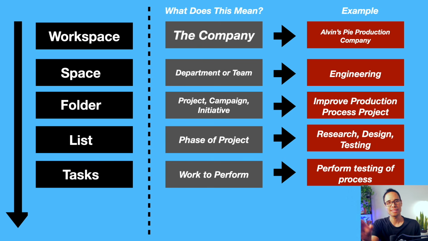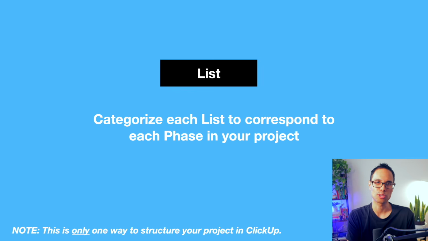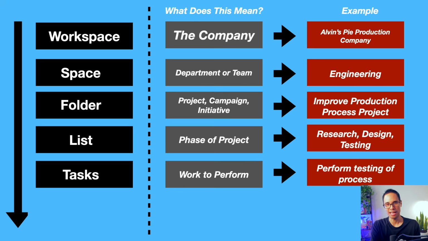Each list is a group of tasks to complete your project's work. So for example, each list would reflect each of the major phases for your project. So that could be like research, design, testing, and so on. Is this making sense to you so far? Now I know this might sound confusing, but trust me, it's going to make complete sense when we create our project together in this video.